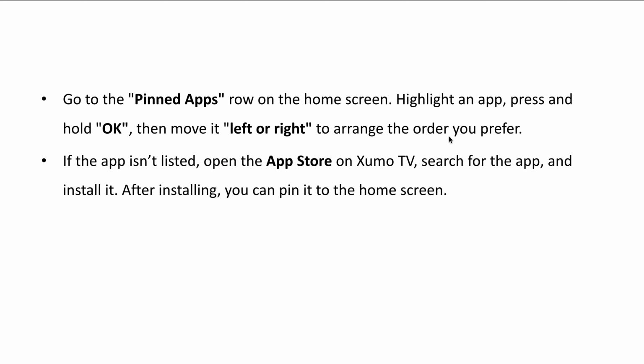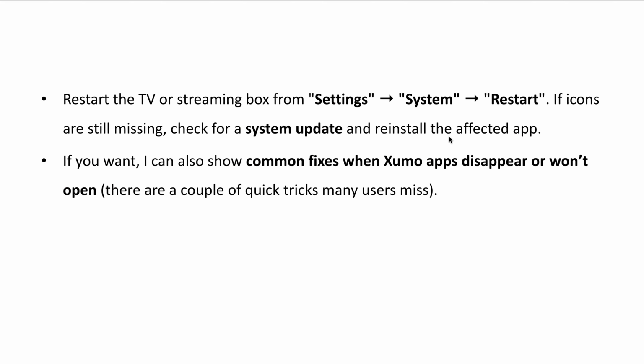So go to the pinned apps row on the home screen, highlight an app, press and hold OK, then move it left or right to arrange the order you prefer. If the app isn't listed, open the App Store on Xumo TV, search for the app and install it. After installing, you can pin it to the home screen.